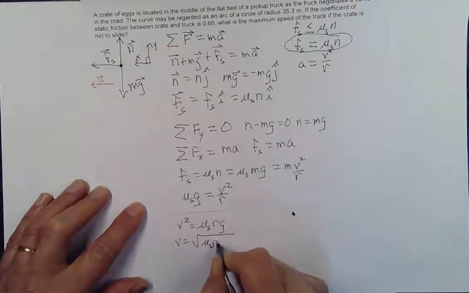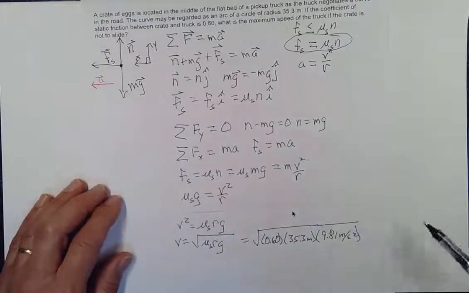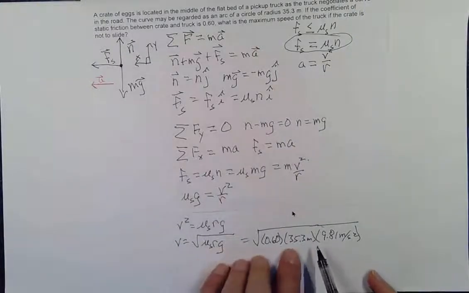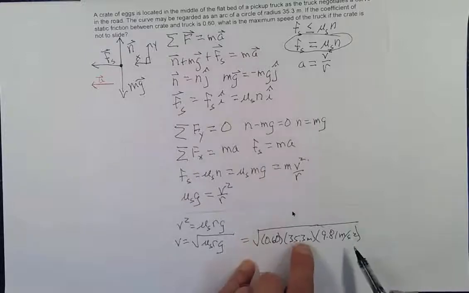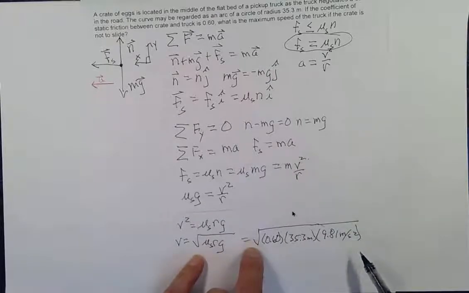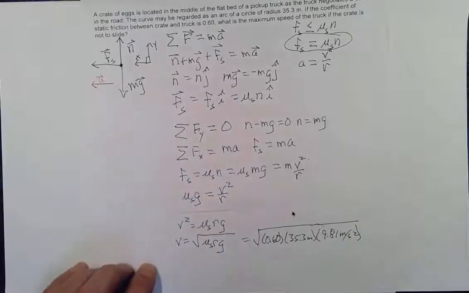So now I just plug in the numbers. Unit-wise, inside the square root I have meters times meters per second squared. That gives me meters squared per second squared. When I take the square root of that, I'll just have meters per second, which is good. I'm talking about a speed here. So let's calculate that.